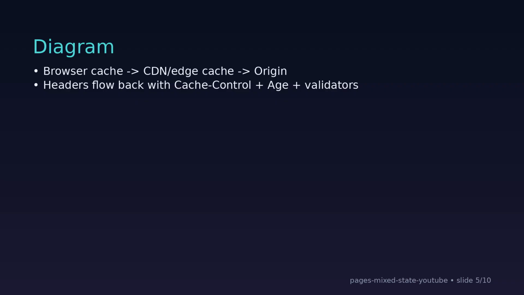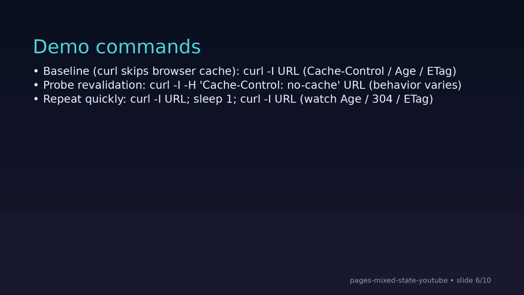Let's walk through a quick curl probe. First, run curl -i on the URL to see Cache-Control, Age, and any CDN hints. Curl bypasses your browser cache entirely, so you're inspecting the network. Then send curl -i with an added header, Cache-Control: no-cache, to ask caches to revalidate before reuse. Some may still behave differently, so you're probing real behavior.